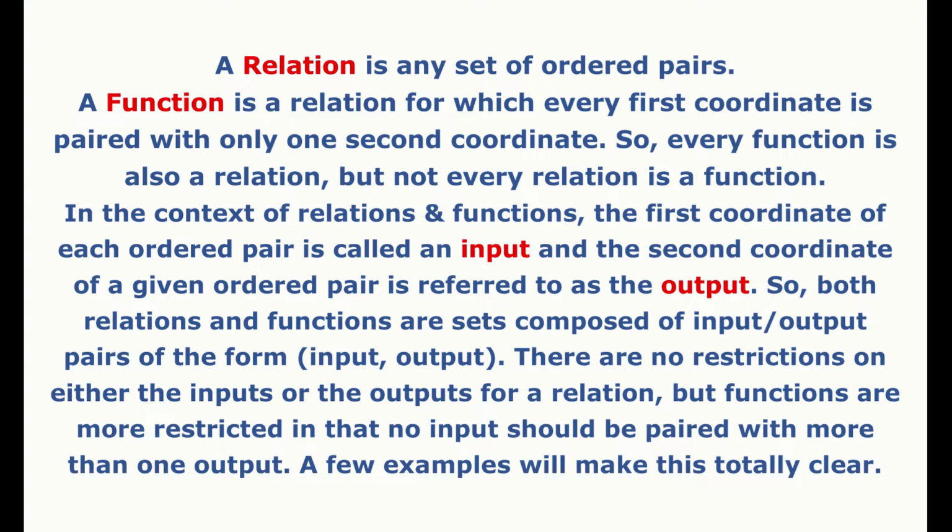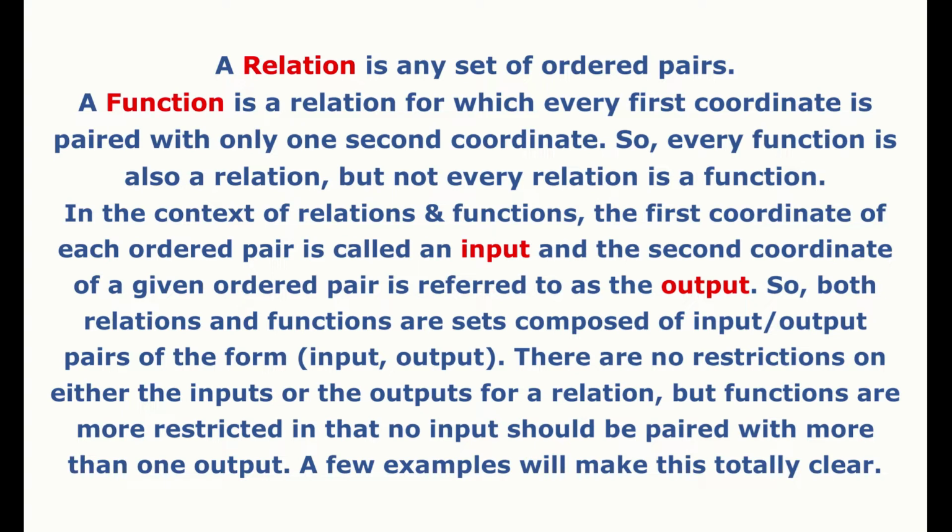So we'll see exactly what that means through some examples in a minute, but just to give you an introduction, this is basically the difference between the two. In the context of relations and functions, the first coordinate of each ordered pair is called an input, and the second coordinate of a given ordered pair is referred to as the output. So both relations and functions are sets, which we have already studied, composed of input-output pairs. If you remember, a set is nothing but a well-defined collection of objects.